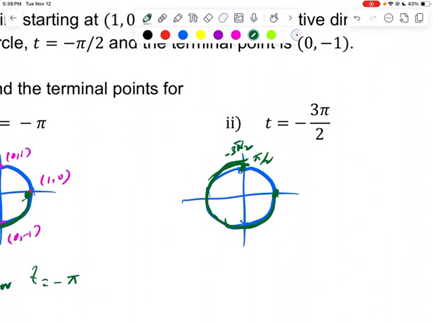So what is the t? So these are the t values. This is the t value now. And what is the terminal point? So the terminal point is 0, 1.